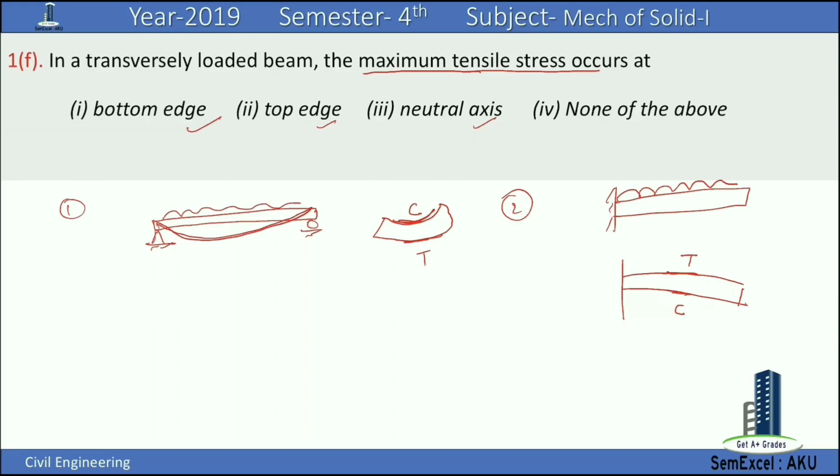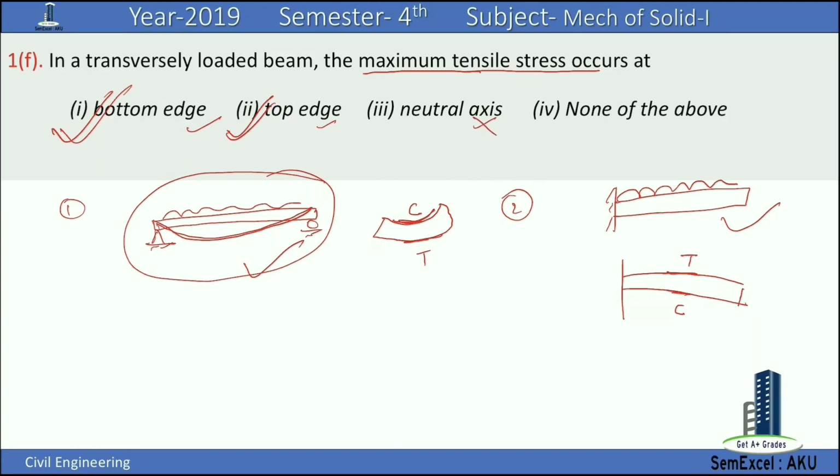they should mention which type of beam he is talking about, whether a simply supported beam or a cantilever beam. If the question says it is a simply supported beam, then the bottom edge will be the correct answer. And if he is talking about a cantilever beam, then the top edge should be the correct answer. This is not the correct answer.